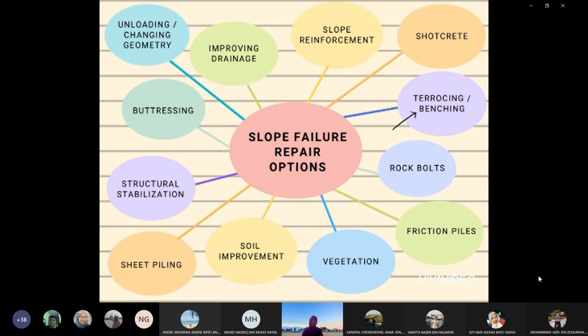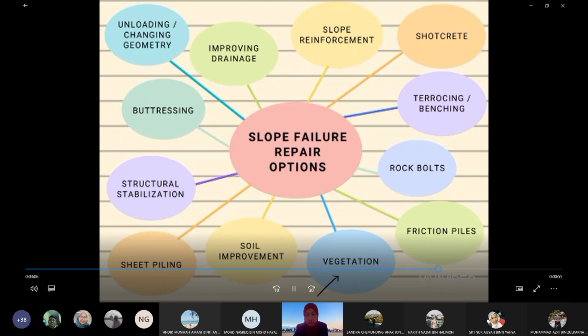The next one is terracing or benching. It makes the slope more manageable by dividing it with retaining walls or friction piles. Other than that are rock bolts. They connect the fractured and weak surface to the stronger rock layers underneath for slope stability. Next are friction piles. These are piles that are driven into the ground towards load-bearing strata. Next, vegetation. There are four types of vegetation, such as erosion protection.